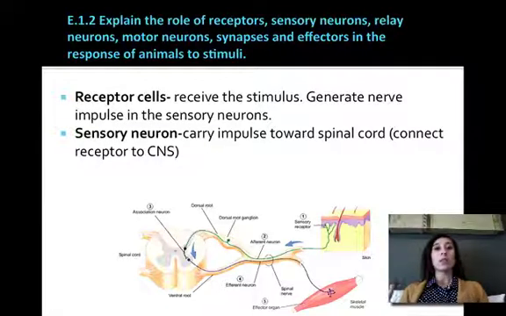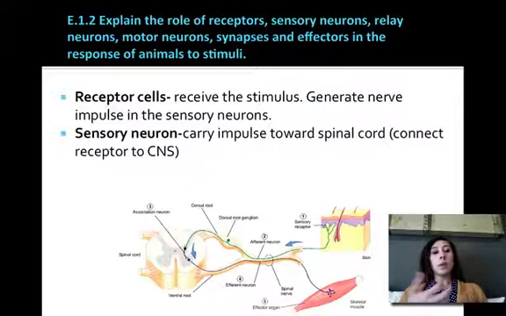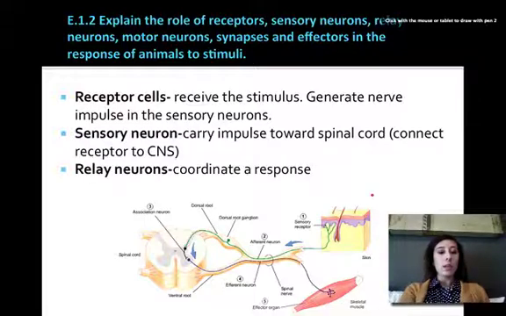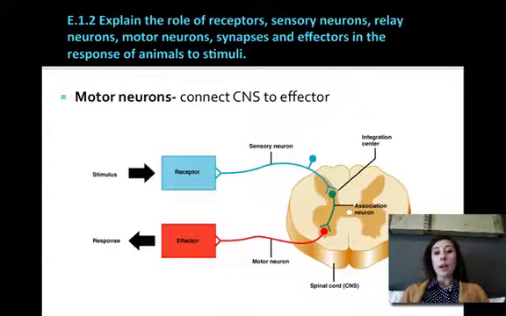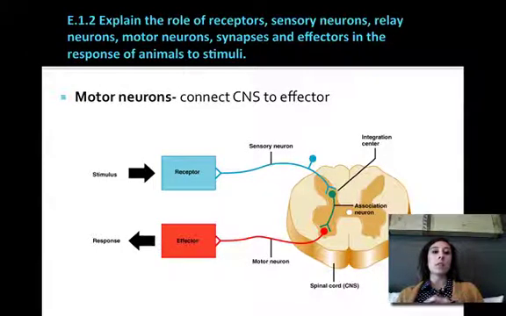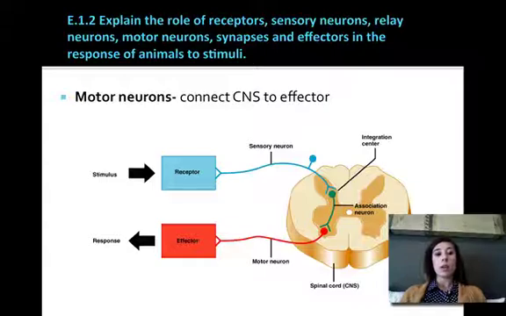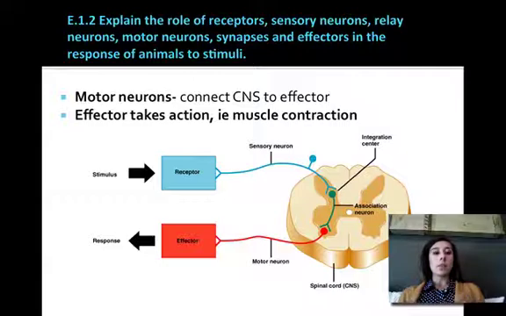And so basically the sensory neuron is going to be connecting the receptor cells to the central nervous system so that communication can be received to the brain. And you have your relay neurons, which are actually going to help coordinate a response. You will have motor neurons next, so you are going to be basically leaving the central nervous system, and then these motor neurons are going to be carrying the message back to the muscle in our example. So you have the motor neurons that's connecting the central nervous system to the effector. The effector in our example is going to be the muscle. And then the effector is going to take action.